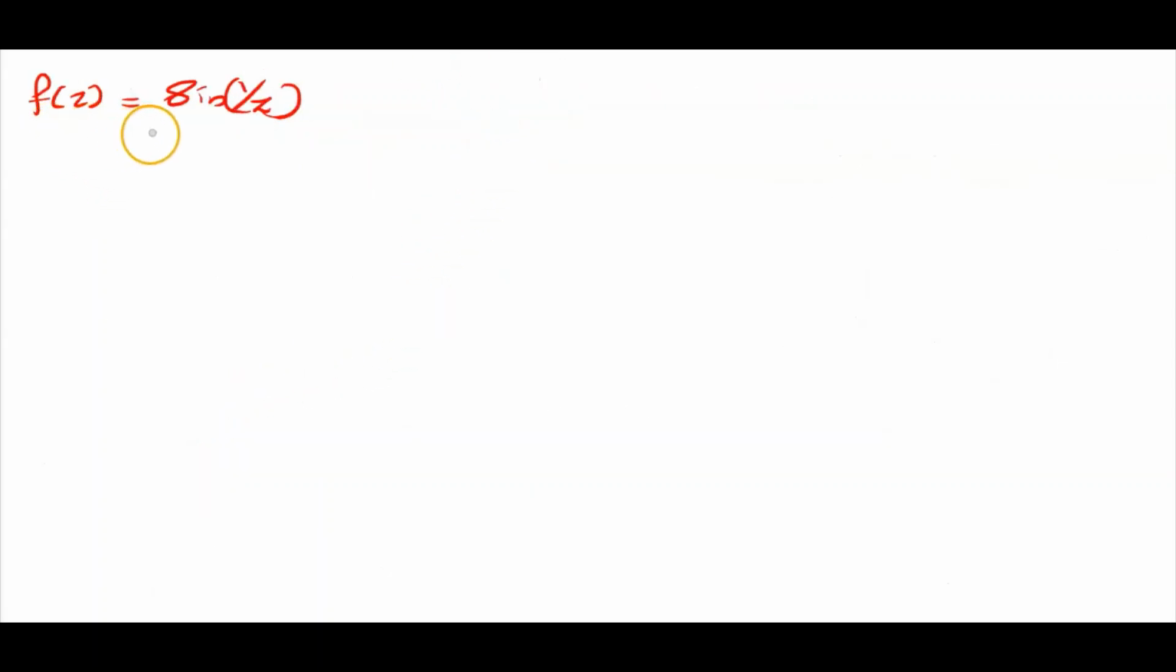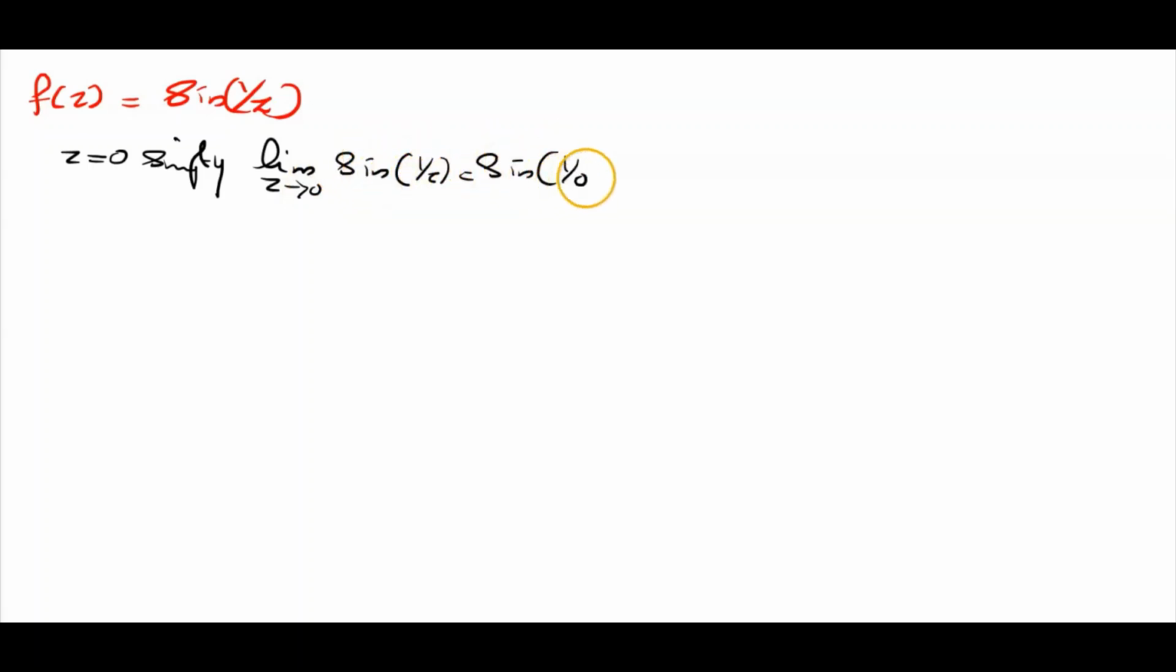Next function is f of z is equal to sine 1 by z. Clearly we can say that z is equal to 0 is a singularity, and the limit as z tends to 0 of sine 1 by z is sine 1 by 0. This does not exist, since it oscillates at z equal to 0. So, z equal to 0 is clearly an essential singularity.